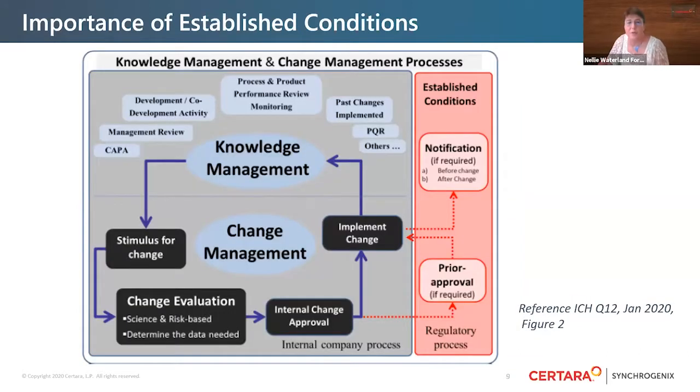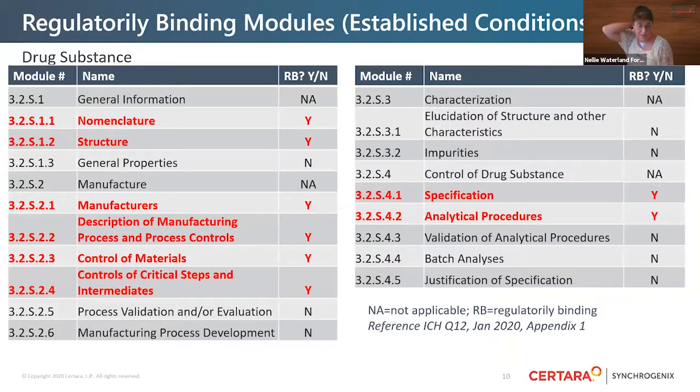And this is another similar slide. It's also from ICH Q12, and it talks about what the kind of work that you need to do within your company, and then if it ends up being an established condition, what the regulatory process is for that. And again, this is all in ICH Q12. It's a good document to be familiar with. So now that we have a little bit of information on the established conditions, we're going to go through a couple tables that will discuss which are established conditions and which are not established conditions.